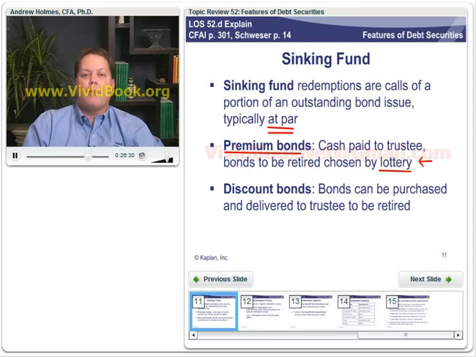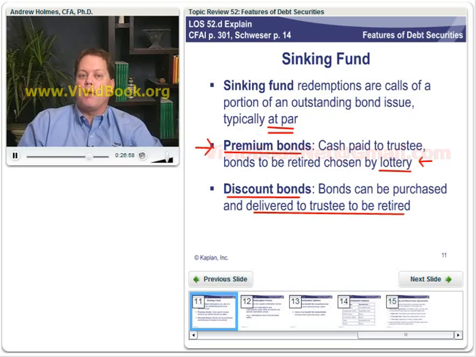What if the bond has a par value of $1,000, but it's trading for $900? Well, then it's selling at a discount. In that case, rather than give the cash to the trustee and have them buy back some bonds, the bond issuer can simply purchase the bonds in the open market and then deliver the required number of bonds to the trustee. So from the bond issuer's point of view, if the bond's selling at a premium, they can buy them at par, which is a good thing. And if the bond is selling at a discount, then they'll just go into the market and buy the bonds back at whatever the market price is.